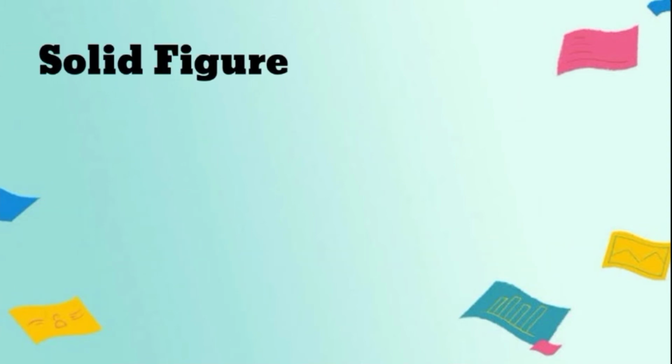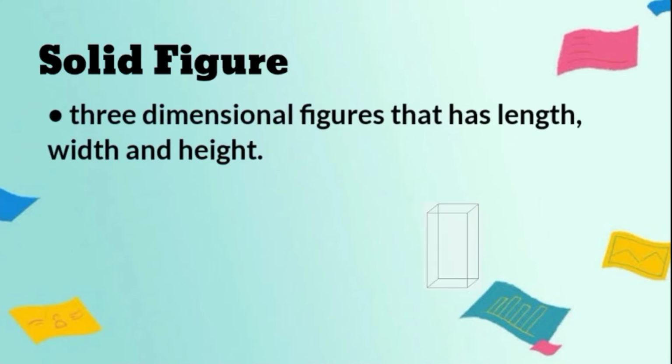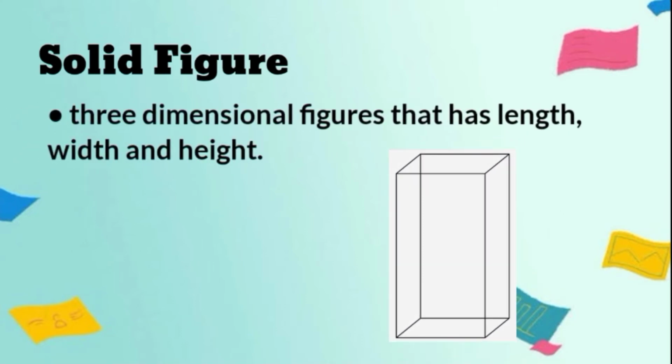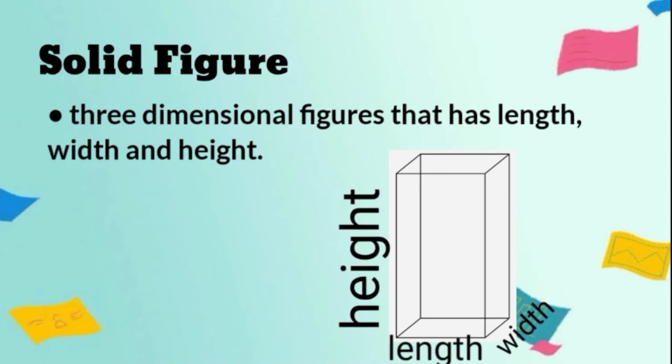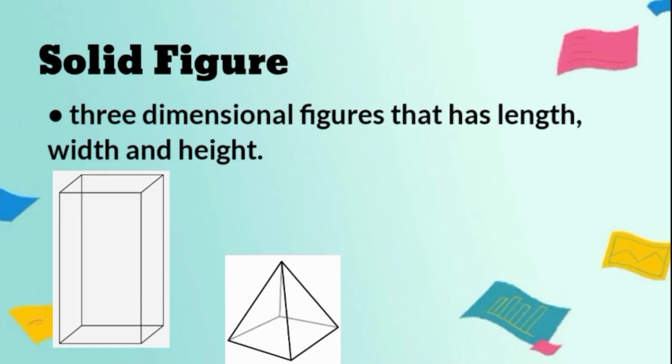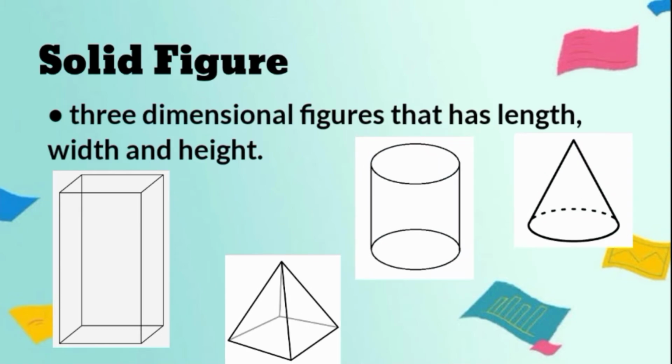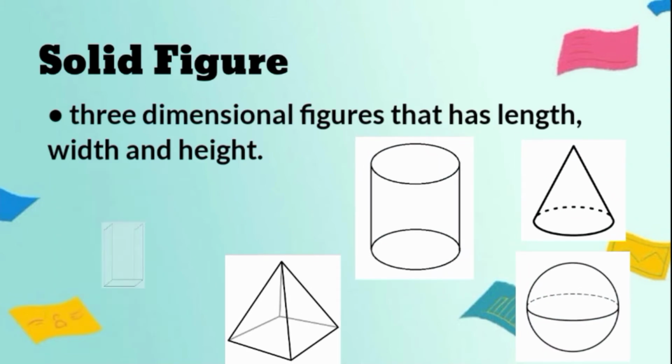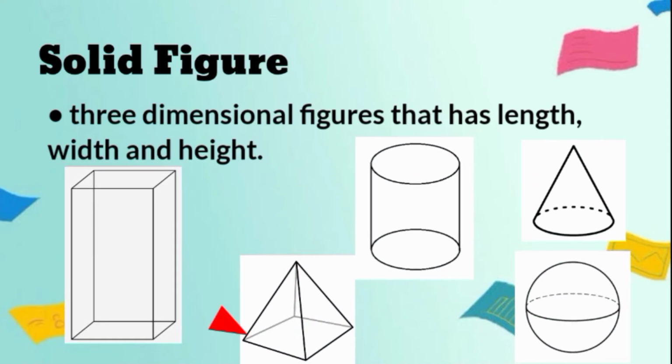Let us review what solid figures are. Solid figures are three-dimensional figures that have length, width, and height. There are various solid figures like rectangular prism, pyramid, cylinder, cone, and sphere. These solid figures are related to one another, especially in computing the volume of each figure.